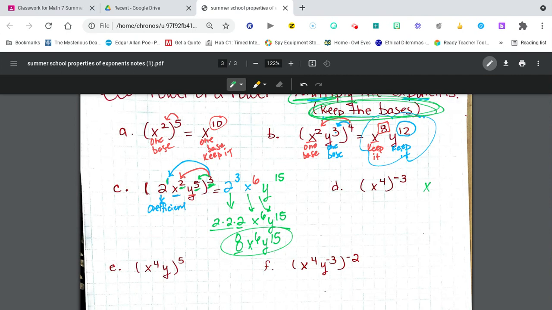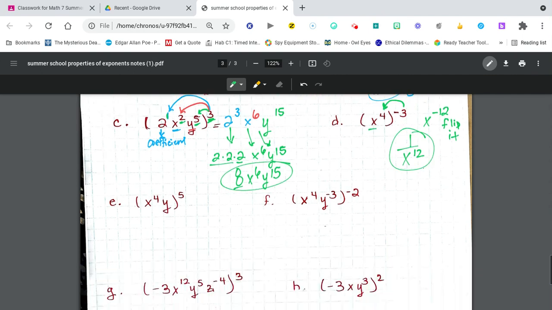Here I'm going to keep the x, and I'm going to multiply negative 3 times the exponent of x, which is 4. So that gives me negative 12. So I have 1x, but my exponent is negative. So I'm going to flip it. So that's 1 over x, flip it, and negative 12 becomes positive 12. That's your answer.